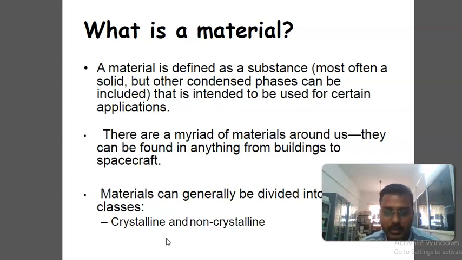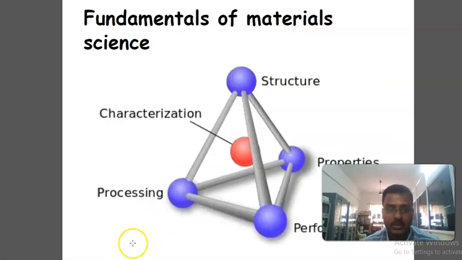There are many materials around us. They can be found in anything from buildings to spacecraft. Materials can be classified into two main divisions called crystalline and non-crystalline. The fundamentals of material science are structure, properties, performance, processing, and characteristics. These are the fundamentals of the materials.